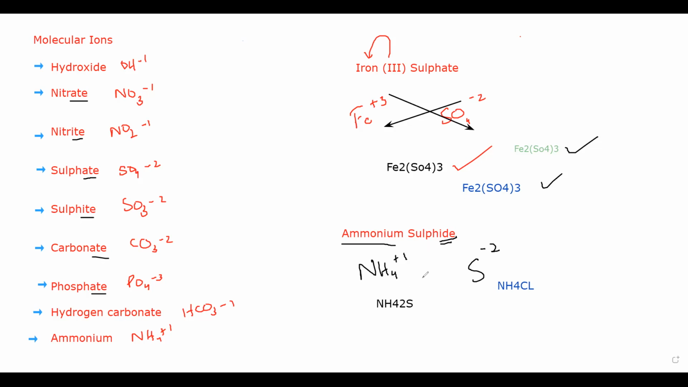So because it's an ion, when you cross multiply, this 2 is with sulfur, so that will come with ammonium. And this 1 is with ammonium, will come with sulfur. Because it's a molecular ion, when 2 or 3 are there, we put it in a bracket. So it will be (NH4)2S. Yeah, that's right. So ammonium sulfide, this is the right way as it should be in a bracket.